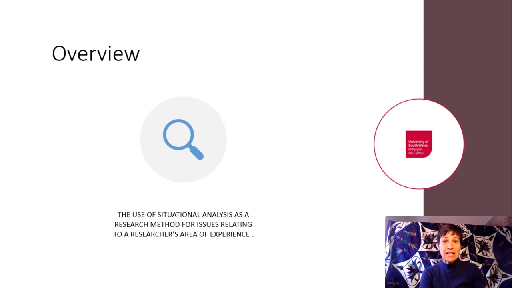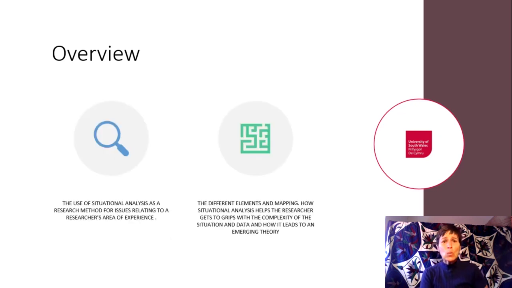Now, situation analysis acknowledges that researchers like myself have experience and knowledge of the subject area being researched, and that often the reason for doing research is to intervene in a situation in order to improve conditions. We will look at the different elements and mapping and how situation analysis helps the researcher get to grips with the complexities of the situation and data, and how this leads to an emerging theory.